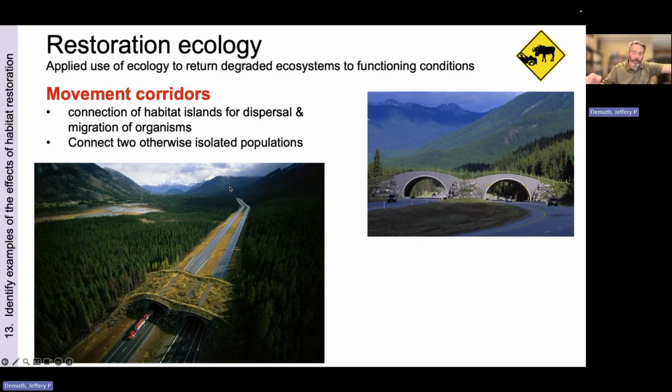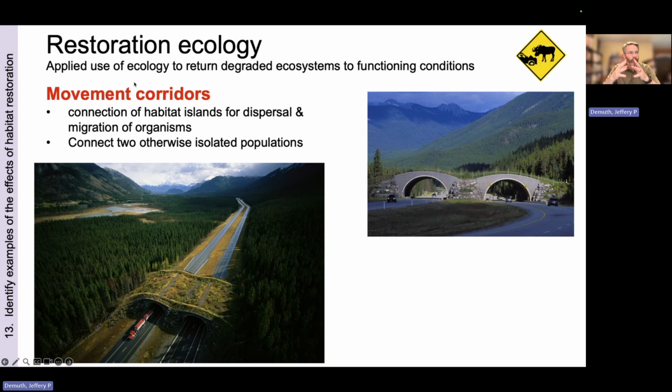The other two conservation strategies tend to fall into this category of restoration ecology. And these do have more to do with habitat destruction being a main source of the vulnerability of the species. And this is where applied ecology turns to help, and why basic ecology is important, so that we know how to restore degraded ecosystems into what would otherwise be functioning ecosystems.